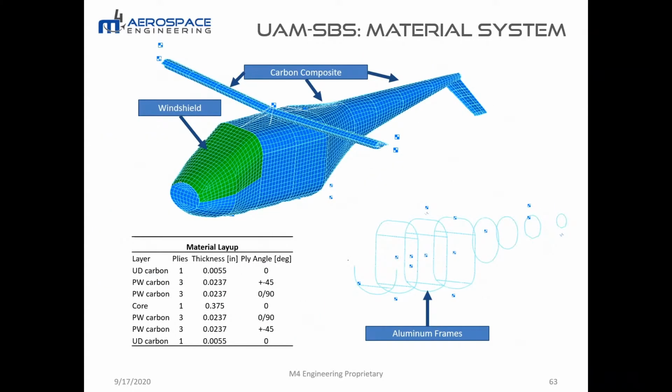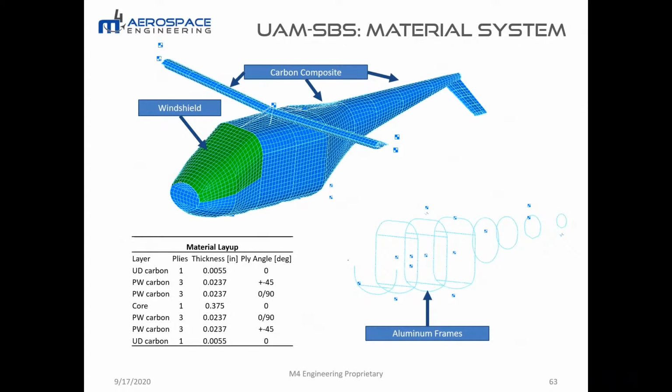Okay, so one of the first choices to make when making a Structure Studio model is a material system and applying those to the different regions. So we've gone here with a carbon composite layup for the fuselage and the wing strut. And internally, we've got aluminum ring frames and beams. And we can see the windshield here in green. It's going to be a plexiglass type material, and we're not going to size that.